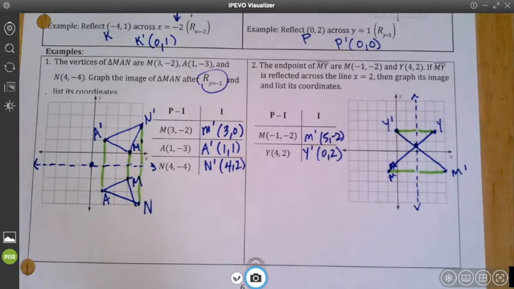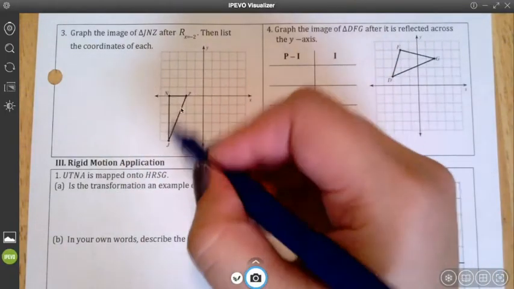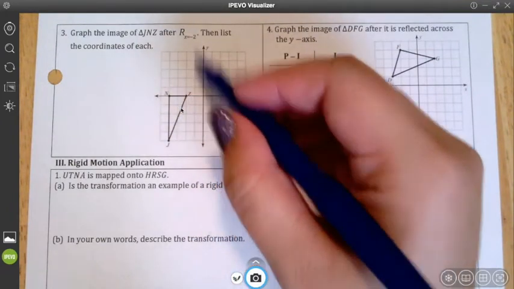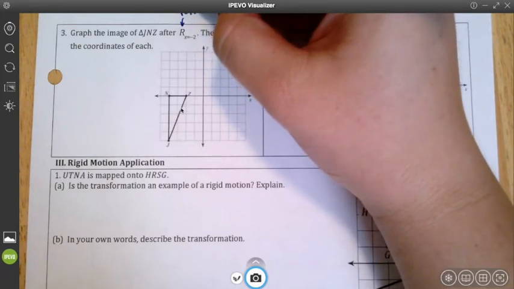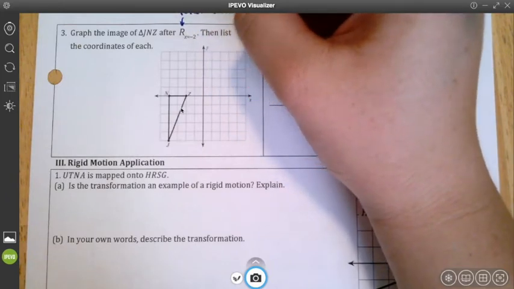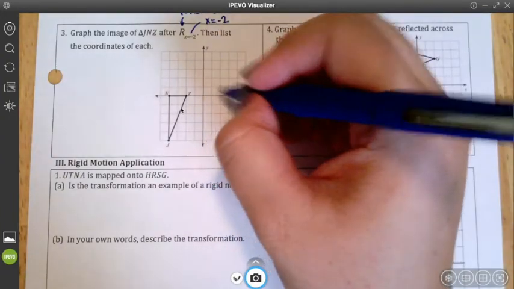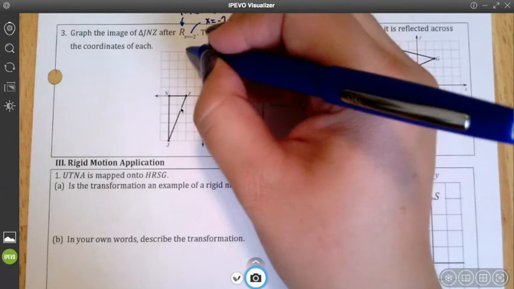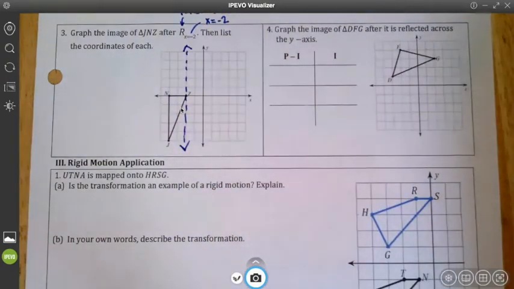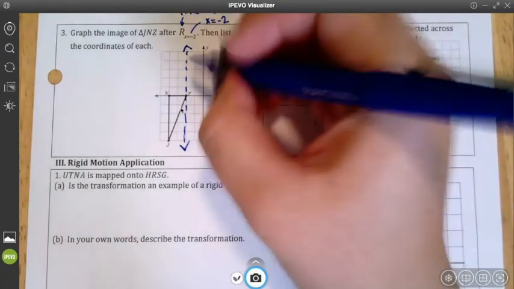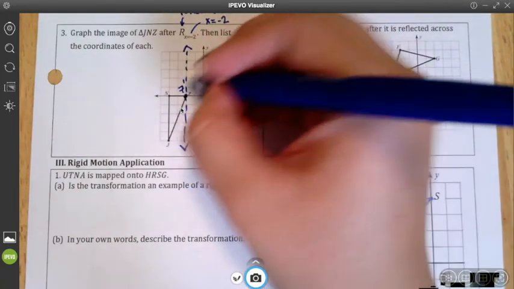Let's continue some more examples. On part 3 here, we want to graph the image of triangle JNZ after reflecting across x equals negative 2. So we say, where does x equal negative 2? Here, and all of these points. And so point Z is easy. It's on my mirror. It doesn't move. Z prime is the same point as Z.